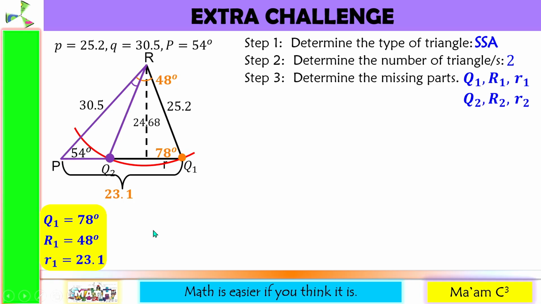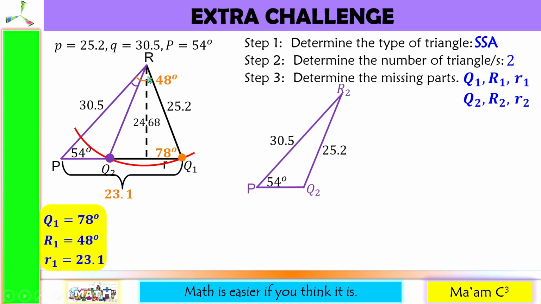Now let us solve for the second triangle. Let me isolate the second triangle. I'll copy the given sides and angles. We have P, that is 54 degrees. We have Q sub 2, R sub 2. We have the opposite side of P, 25.2. The opposite side of Q is 30.5.